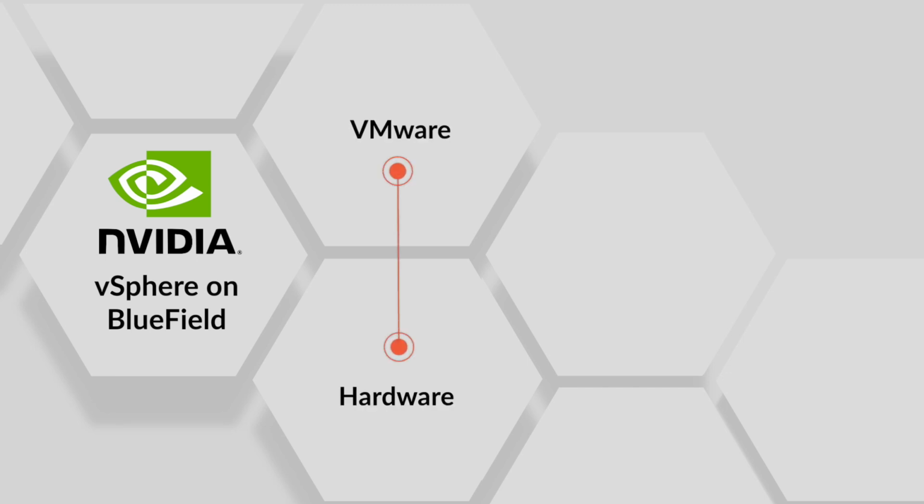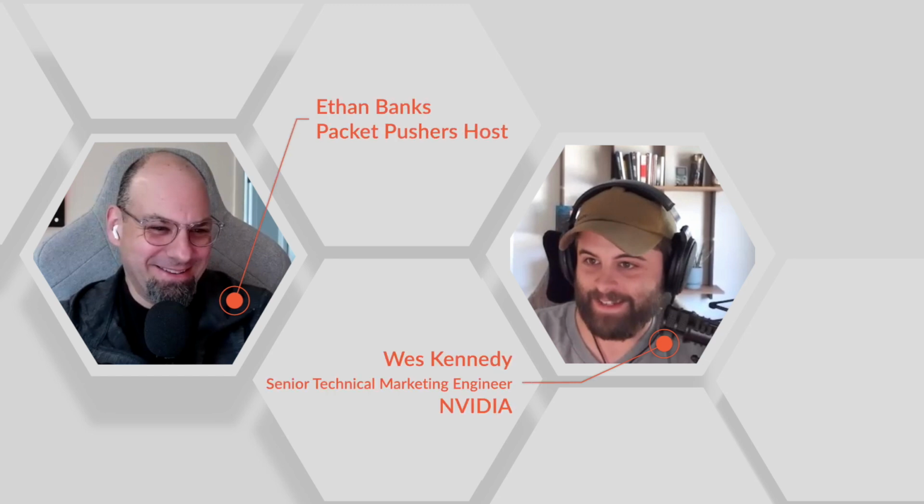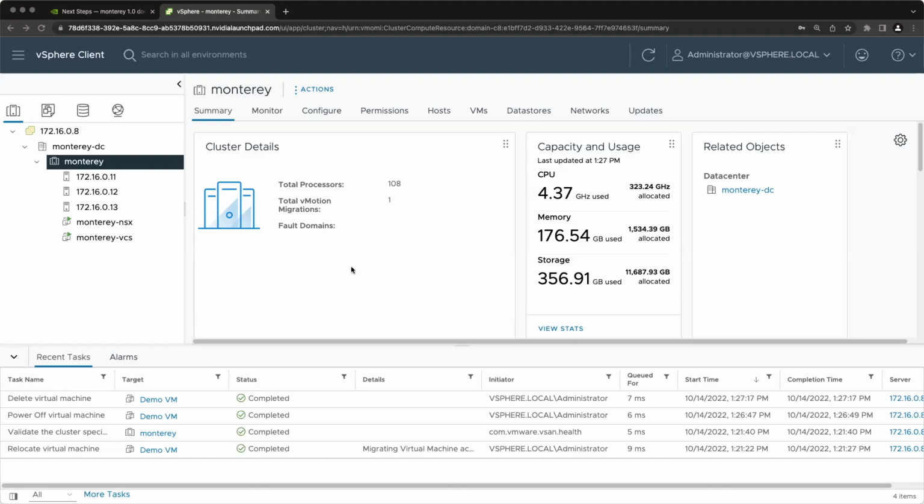Welcome to Demo Bytes. Today we are showing you some of vSphere on BlueField, formerly known as Project Monterey. That is where VMware will have direct access to hardware, in this case, a fancy NVIDIA SmartNIC, the BlueField DPU. Wes Kennedy from NVIDIA is going to show us UPT, Universal Pass-Through, which gives us some capabilities with vMotion that we wouldn't have had otherwise. Wes, what are we looking at?